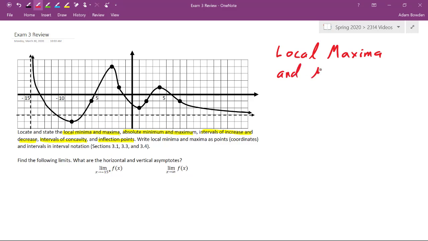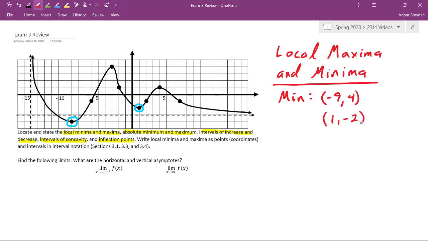So let's start off with the first one, looking for the local maxima and minima. And so we see a couple of these points here for the local minima. It's the points where the graph goes down to a bottom point and then turns around and comes back up. So for local minima here, we have 2 points, (-9, -4) and (1, -2). So those are those 2 coordinates there.